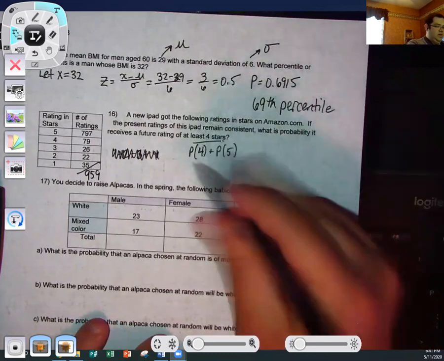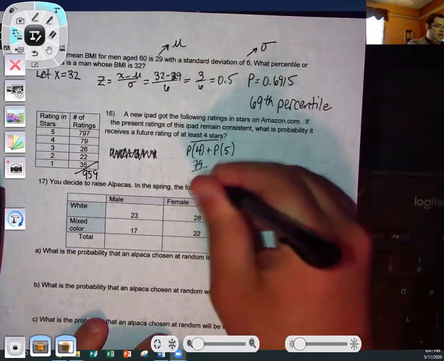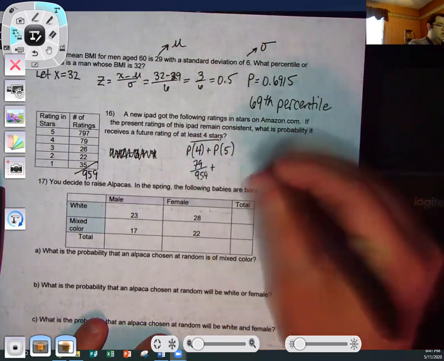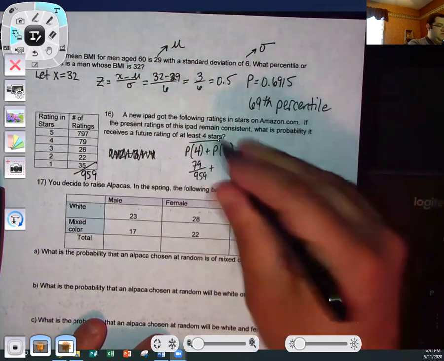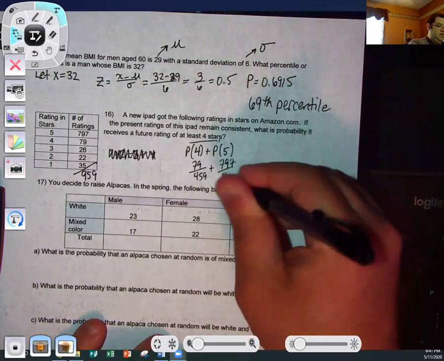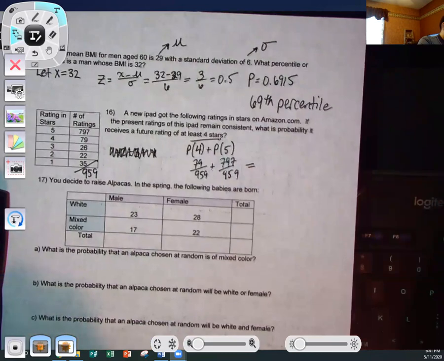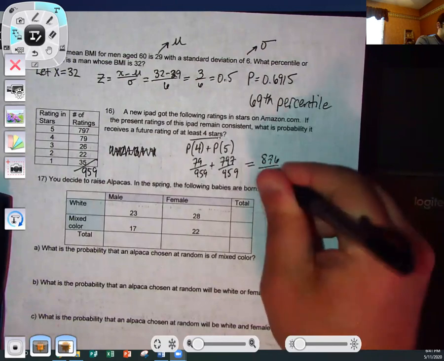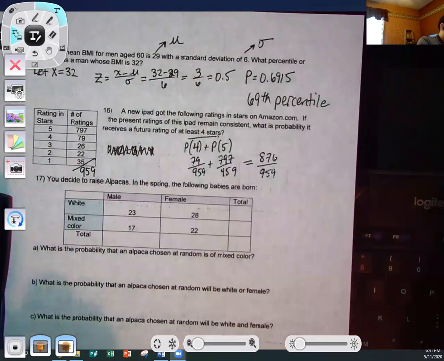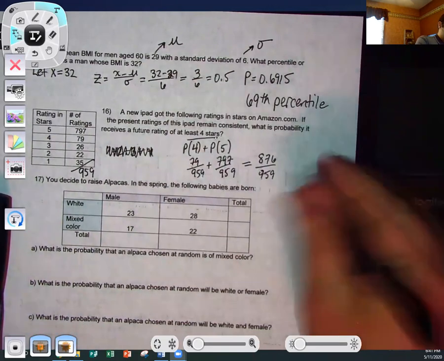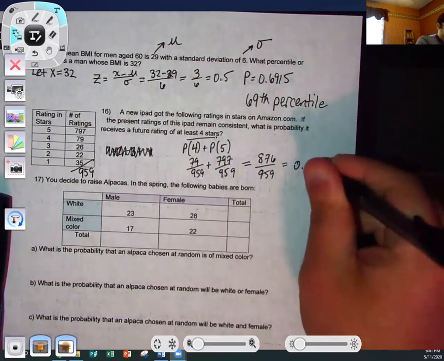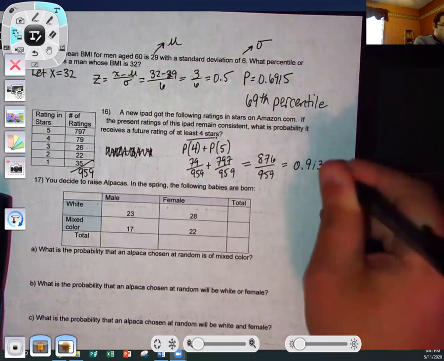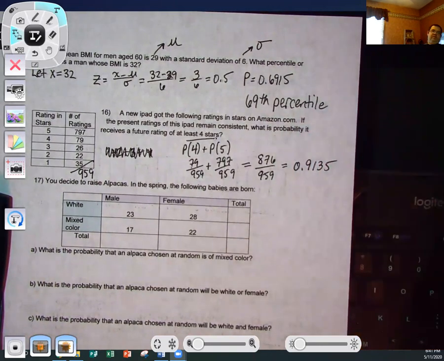So the probability of getting 4 stars was 79 out of 959 plus the probability of 797 out of 959. So that gets us a probability of 876 out of 959, which is approximately 0.9135. So there's approximately a 91.35% chance of this iPad getting a future rating of at least 4 stars.